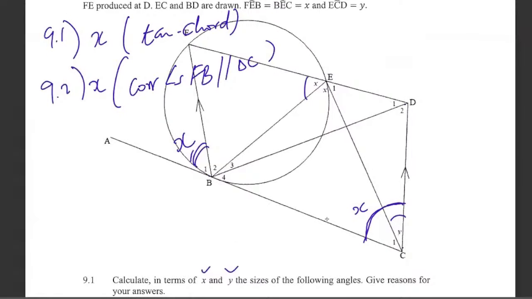All right, then can we prove that BEDC is a cyclic quad? BEDC. So this area is a cyclic quad. For us to prove that, we can use the bow tie, since we don't have any angles. So either we prove that this angle is the same as this, or this one is the same as that, whichever way we want to do it.